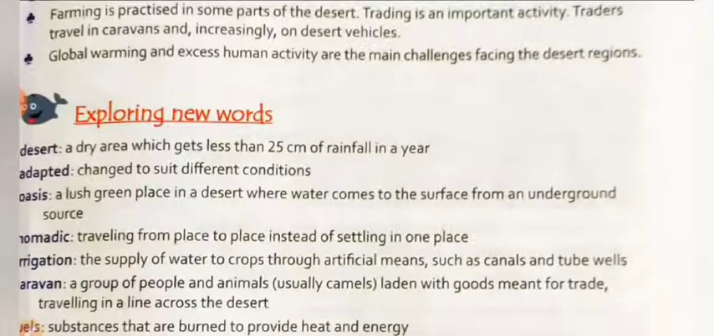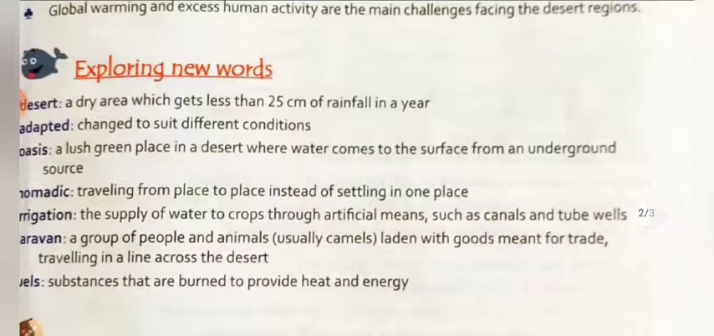Nomadic: traveling from one place to another instead of settling in one place. The people who do not stay in one place, who wander from one place to another, are called nomadic people, like Bedouins, Tuaregs, San, Pintupi, etc. Irrigation: the supply of water to crops through artificial means. When we supply water to the field for the crops, that is called irrigation.